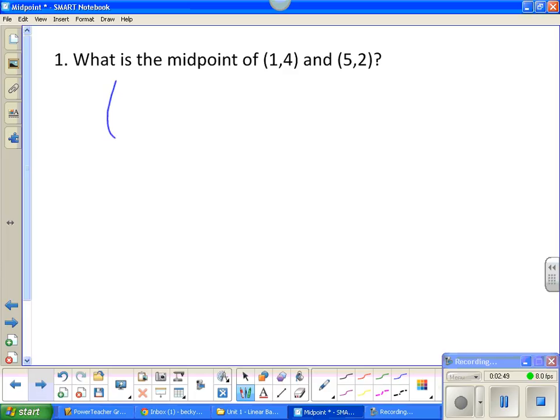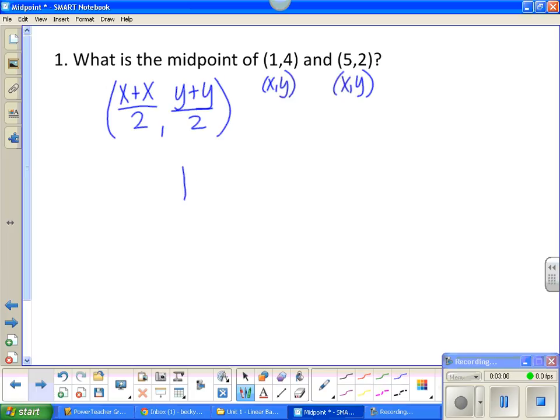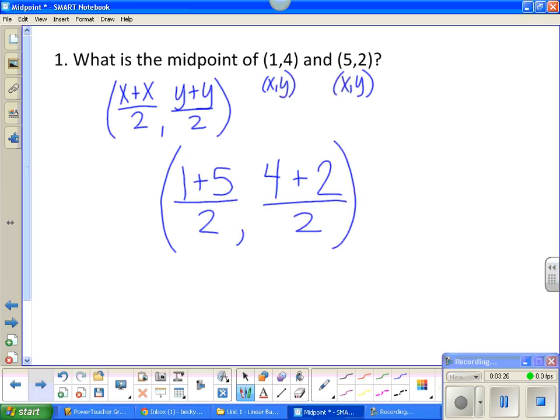Now remember, your midpoint formula was x plus x and then half it, and y plus y and half it. So when I look at my points, remember your point is (x, y). So the x's come first. So I'm going to take the x value of my first point and add to it the x value of the second point and divide them by 2. And then for my y value, I'm going to take the y value of the first point and add the y value of the second point and then half it.